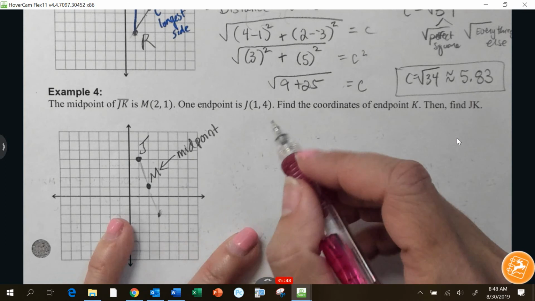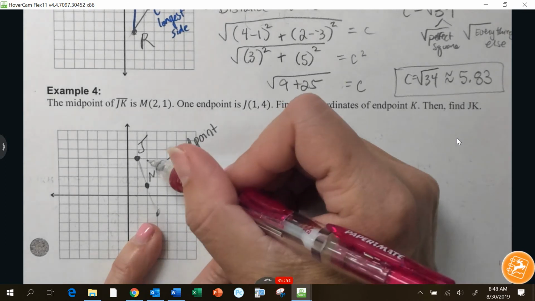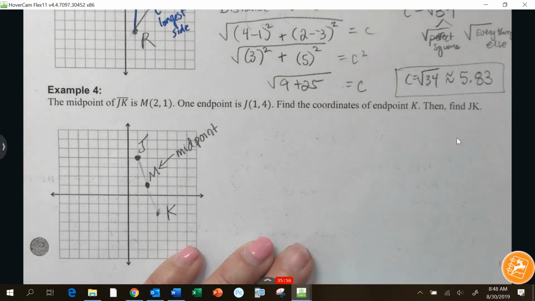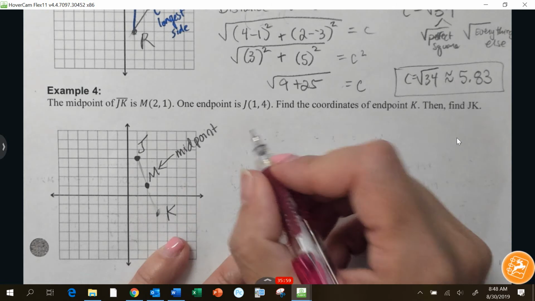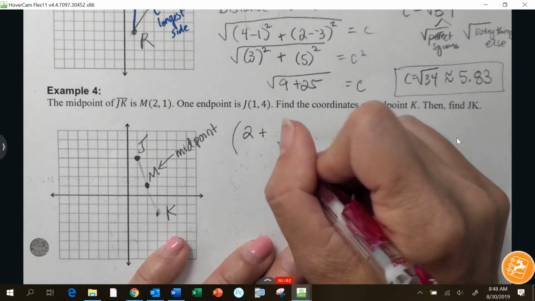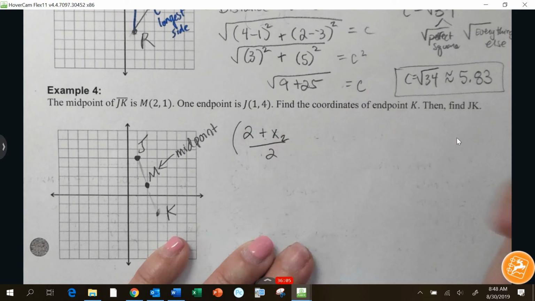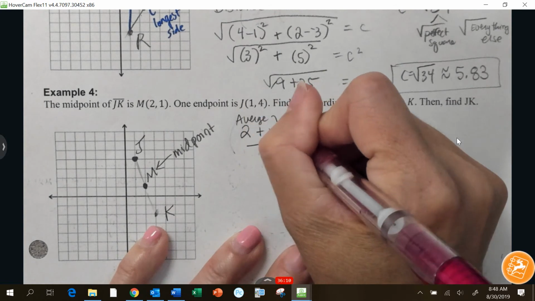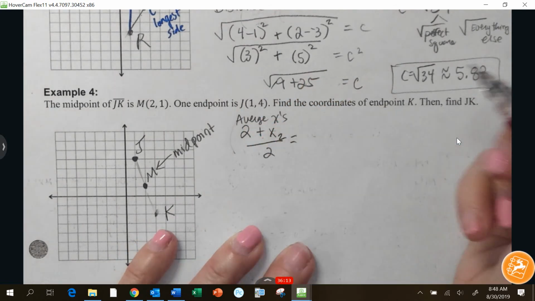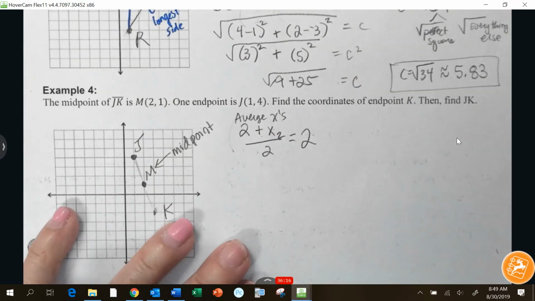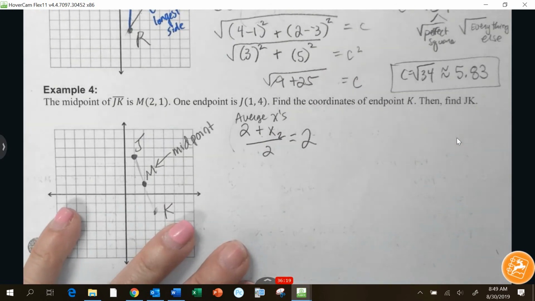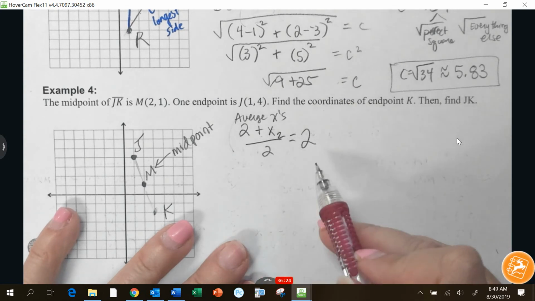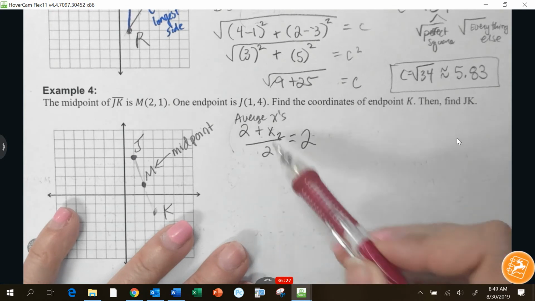Okay. So what we're going to do is say that if I average together J and K, I should get M. So if we average together the x value of J plus the second x, this is the average of the x's, I should get my M value, which is 2. So I have an equation. I add together my first x and my second x, divide by 2, and I get 2. How can we solve this equation for x?